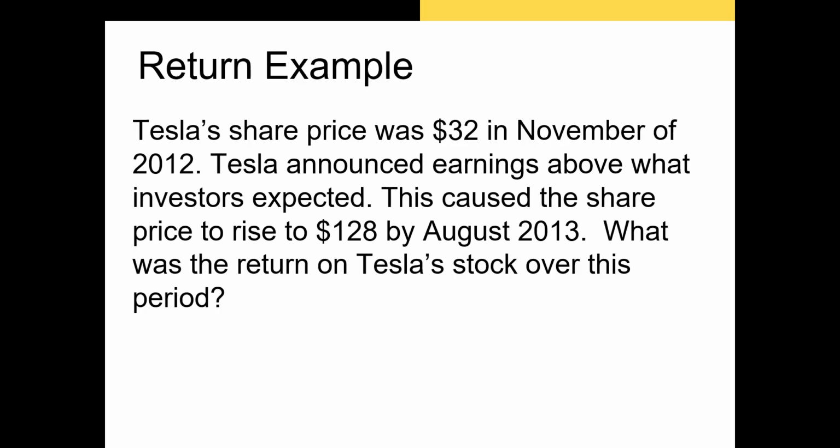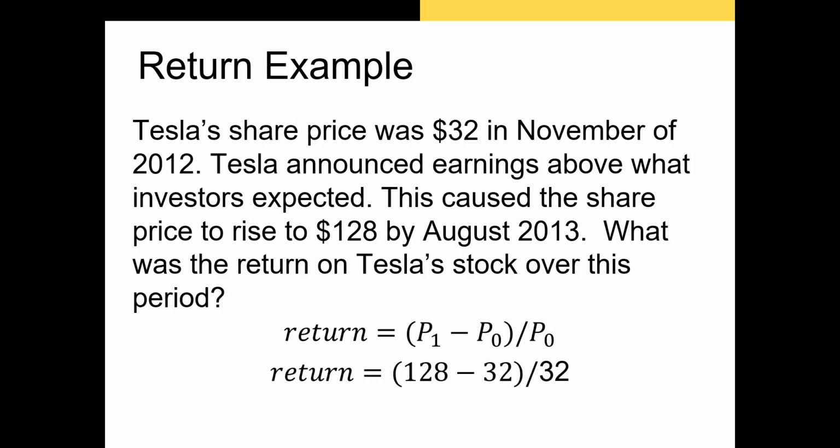In this example, Tesla's share price was $32 in November of 2012. Tesla announced earnings above what investors expected. This caused the share price to rise to $128 by August of 2013. What was the return on Tesla stock over this period? Well, to solve this, we just take the price at the end of the period, subtract the price at the beginning of the period, and divide by the price at the beginning of the period. The result is a return of 300%.